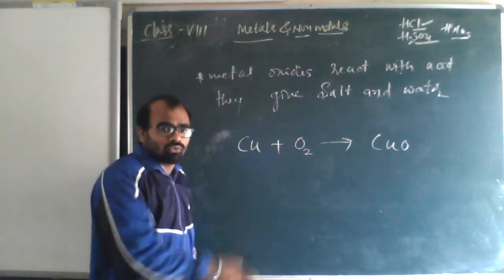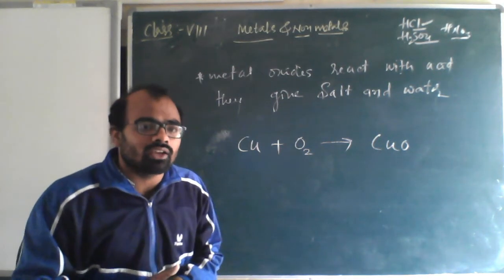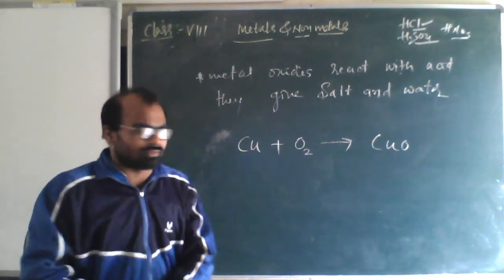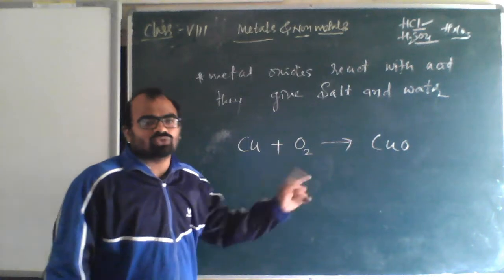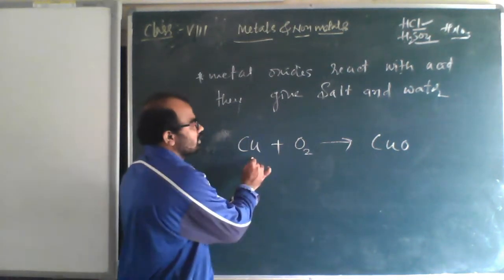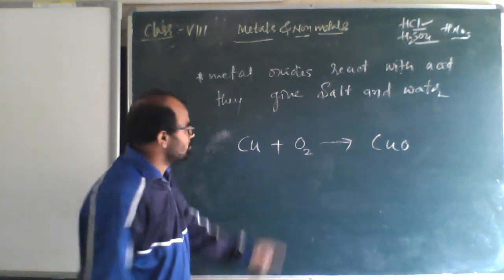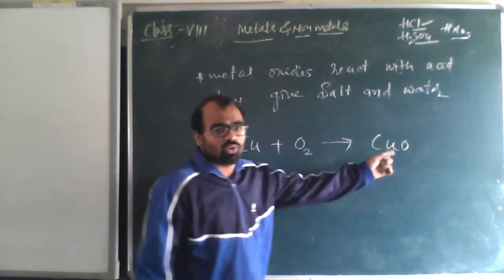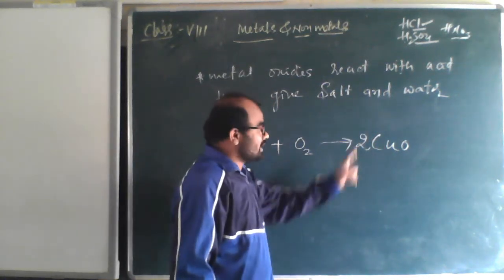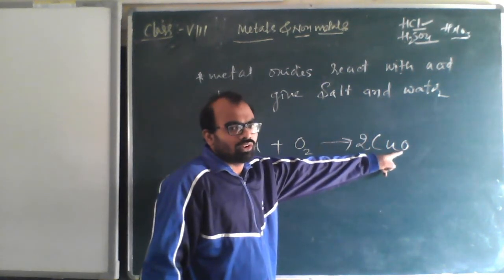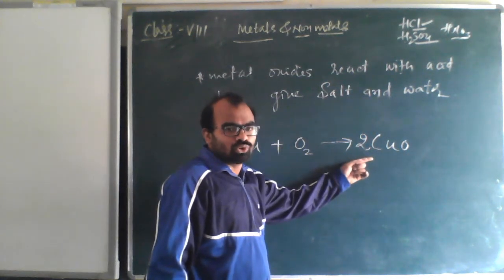Before a metal oxide can form, the metal should react with oxygen. Metal reacts with oxygen to form metal oxide. Cu plus O2 gives CuO. How many Cu are there? One here and one there, no problem. But O is 2 here and only 1 there, so I will write 2 here. That means O became 2, but one problem has happened: Cu also became 2.